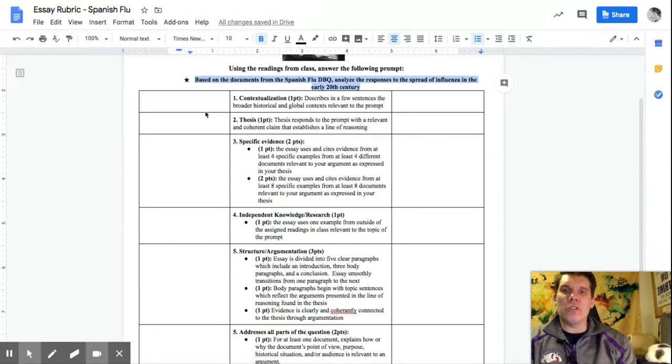That's okay to do. You just got to make sure you're using 8 specific examples for 8 documents, and you can tie them together. But I'm really looking to see you accurately and coherently incorporate at least 8 documents. If you manage to get 4 documents, that'll get you 1 point. But if you get the full 2 points, that'll get you 8 points.